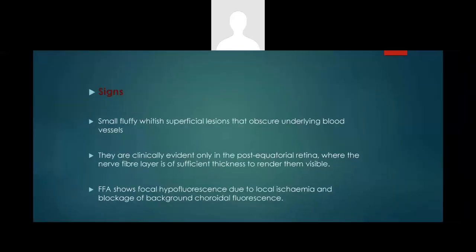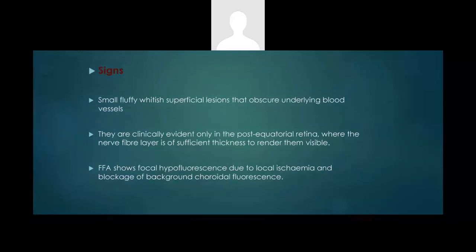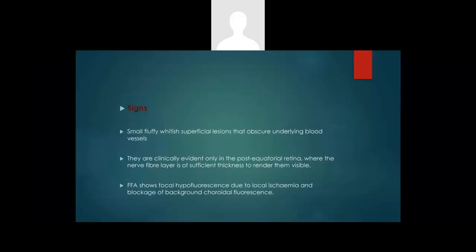These appear as small, fluffy, whitish superficial lesions that usually obscure the underlying blood vessels. They are clinically evident only in the post-equatorial retina because there only the nerve fiber layer is of sufficient thickness for us to see the lesion. And in fundus fluorescein angiography, there is focal hypofluorescence due to local ischemia, blockage of background choroidal fluorescence.